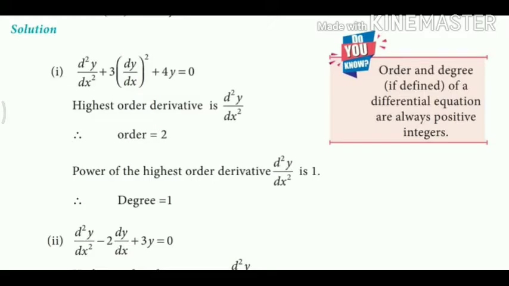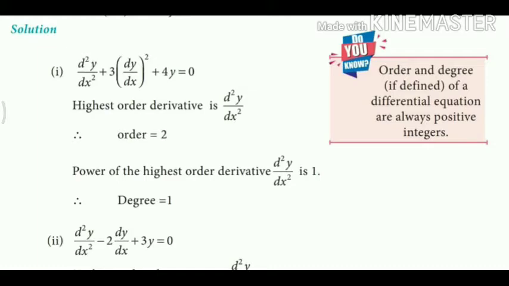Listen, here two things are given. One is dy by dx, another one is d square y by dx square. What is the order here? Highest order. Find the highest order. Highest order is d square y by dx square. Okay. So the order of this equation is 2. Okay. So first find the order.